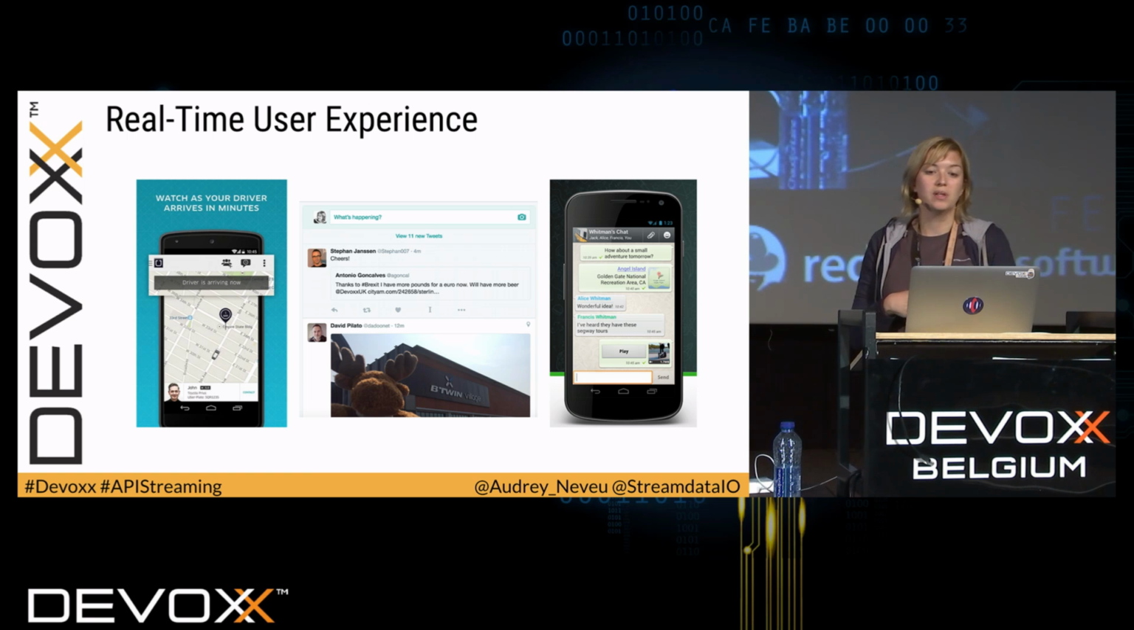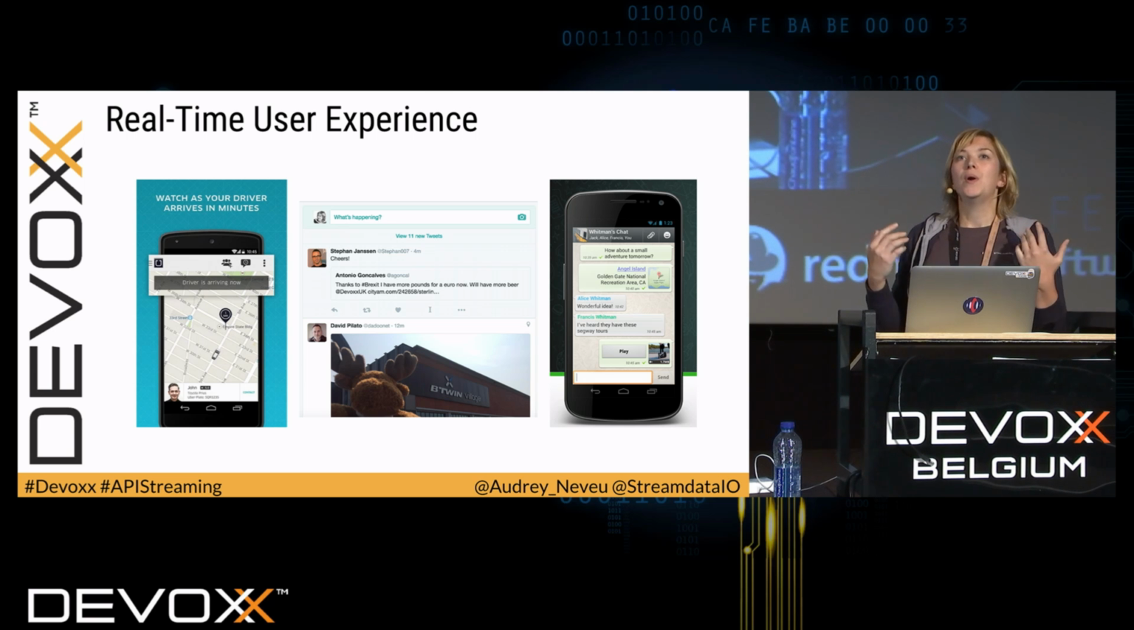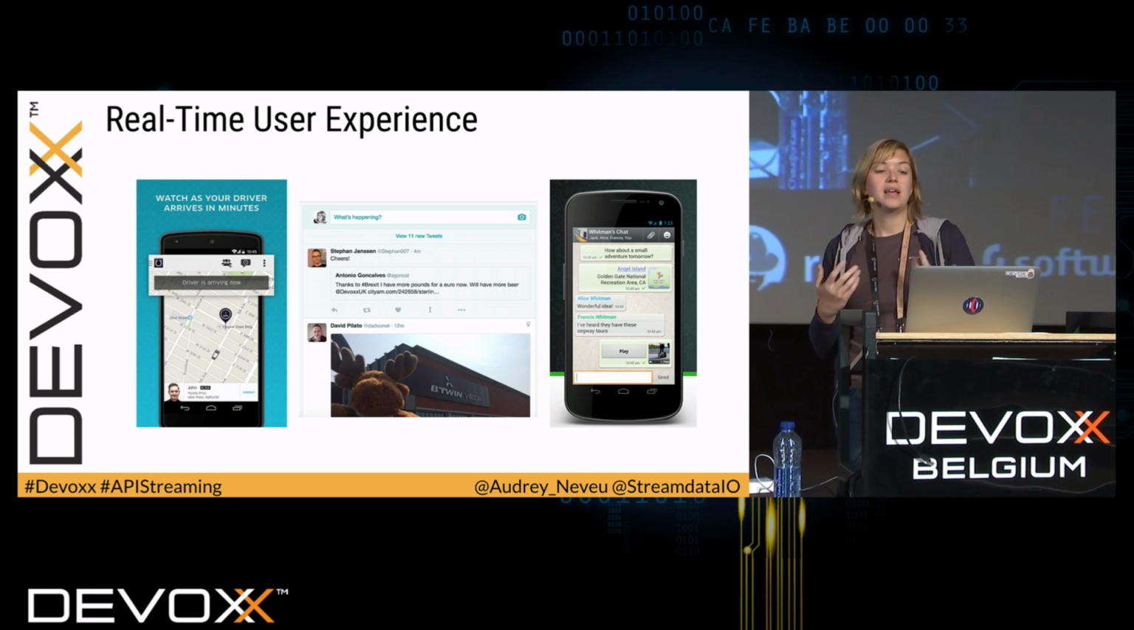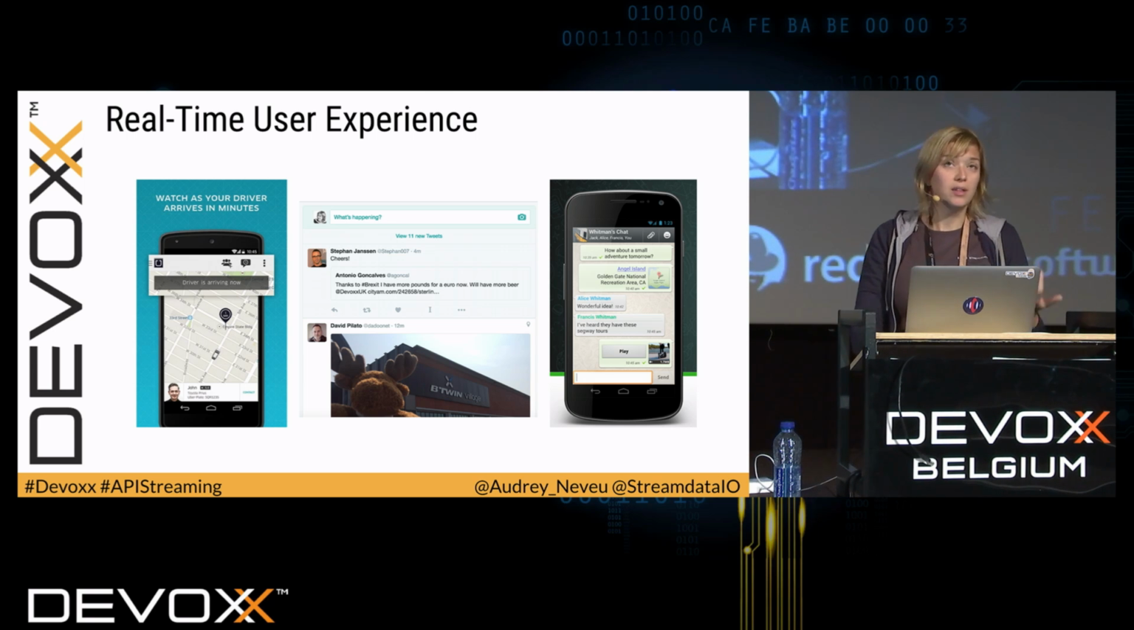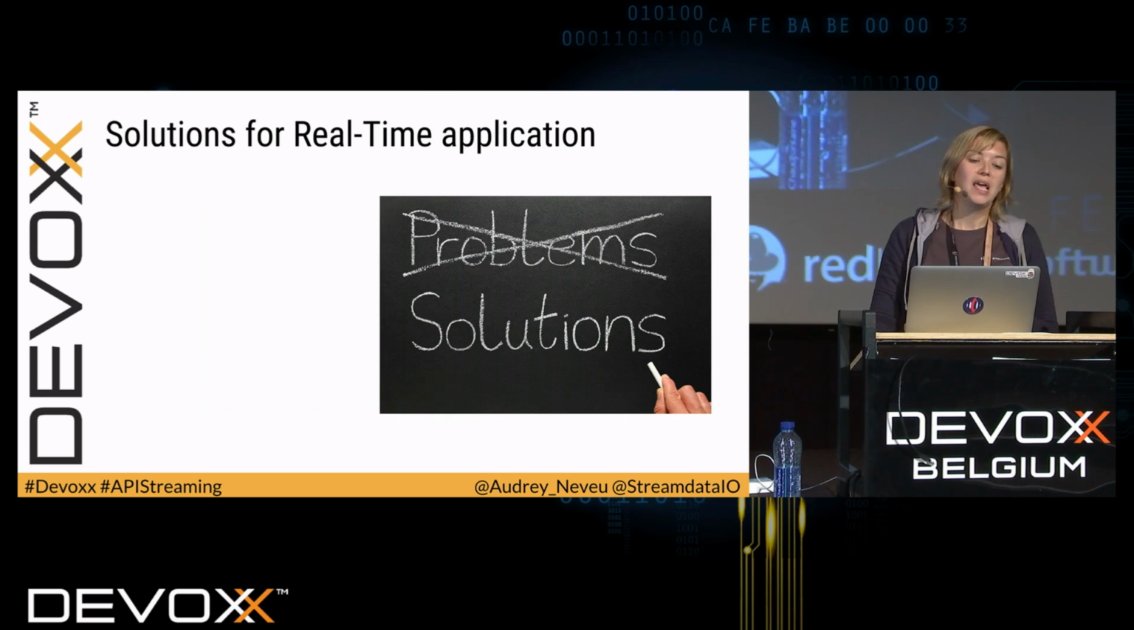That's the case, for example, of Uber, when you're seeing your driver arriving. And I take here as examples Twitter and WhatsApp, but I could have mentioned Waze or Slack or Google Drive. So really, it's something users expect from us. They don't want to hit the refresh button anymore.